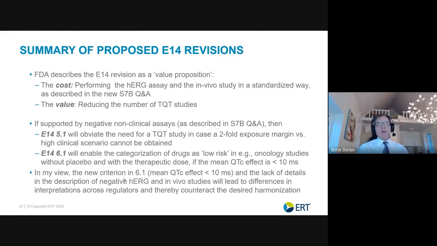If supported by negative non-clinical assays, then E14 question 5.1 will obviate the need for a therapeutic study in case a twofold exposure margin versus the high clinical scenario cannot be obtained. And 6.1 will enable the categorization of drugs as low risk, as an example in oncology studies, if the mean effect is below 10 milliseconds. And in my view, the new criterion in 6.1, the mean effect below 10 milliseconds, and the lack of details in the description of a negative hERG and in vivo studies will lead to differences in interpretations across regulators and thereby counteract the desired harmonization.